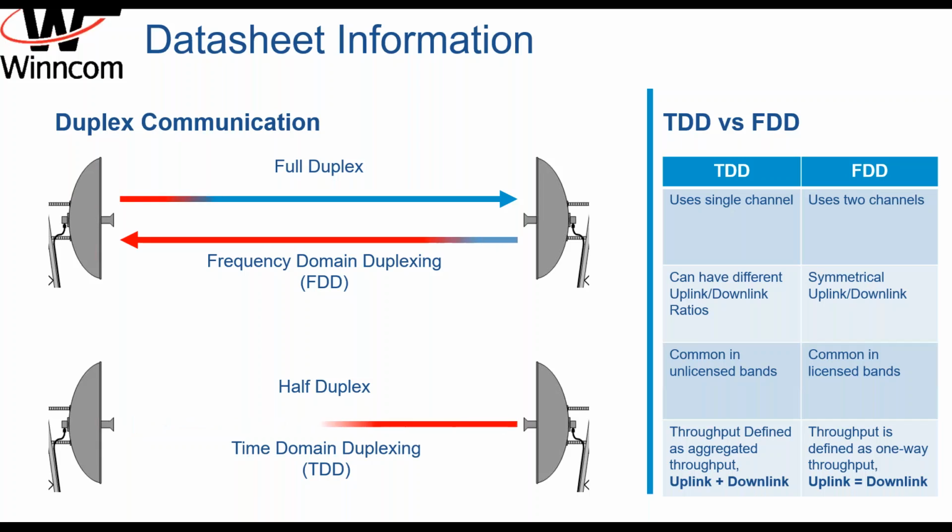The most important thing I want to say about TDD versus FDD on a datasheet is the throughput definition. In a TDD system, throughput is defined as aggregated throughput. It's uplink plus downlink. On an FDD system, the throughput is defined as uplink and downlink, since they are equal, since the link is symmetrical. So if we are talking about a 400 megabit link, then if it is a TDD system, it can be 200 megabit uplink, 200 megabit downlink, or 100 to 300, or anything else the radio can support. However, on an FDD system, if we are talking about a 400 megabit link, it means 400 in the uplink and 400 in the downlink. Okay.